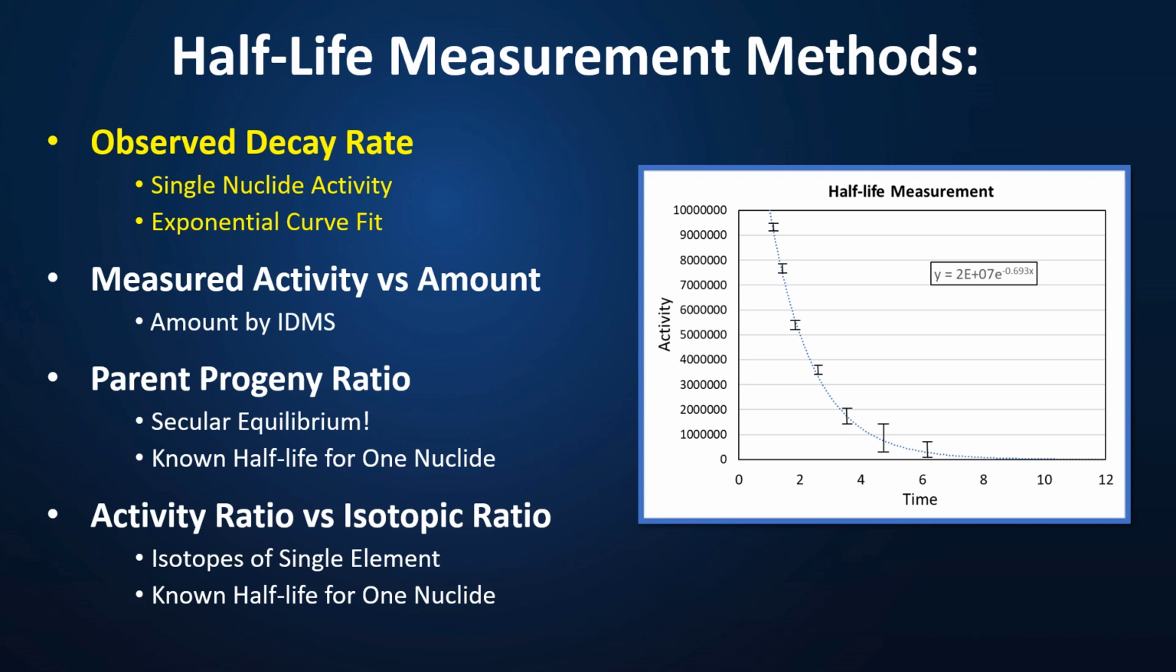There are a variety of ways to measure half-lives. Of course, the classical method is to measure the change in activity of a quantity of target nuclide over time. Then, fit an exponential curve to the resulting data to determine a decay constant for that nuclide.